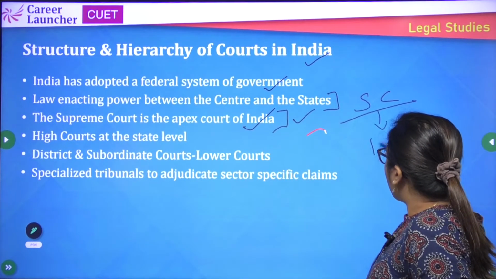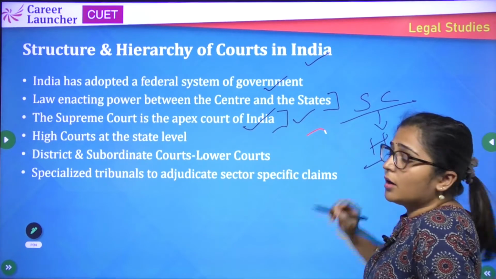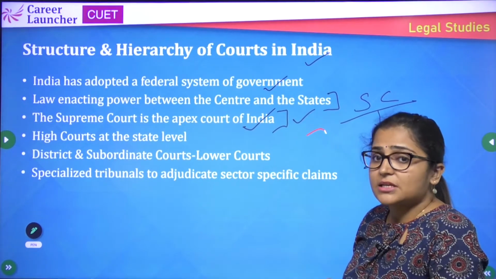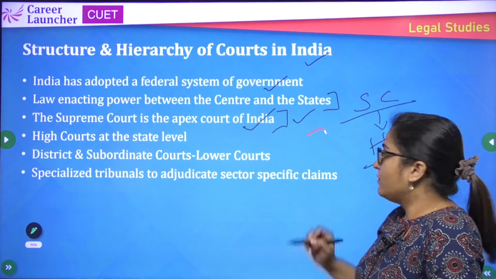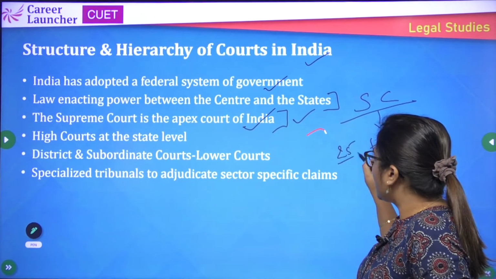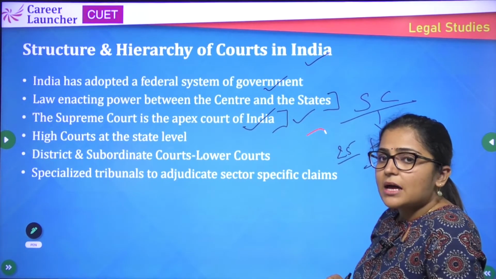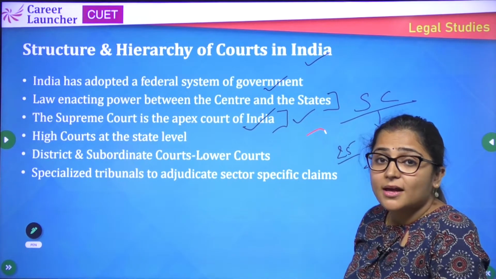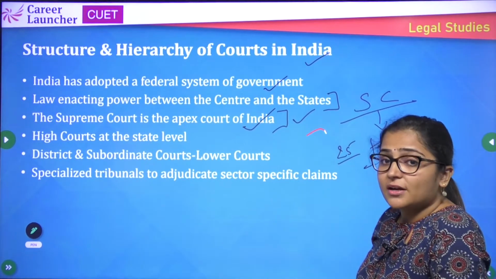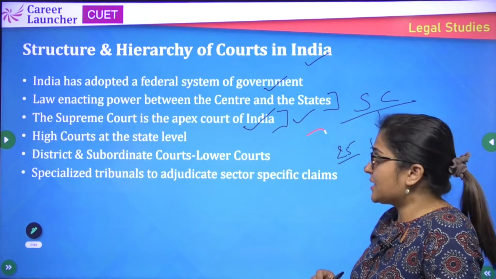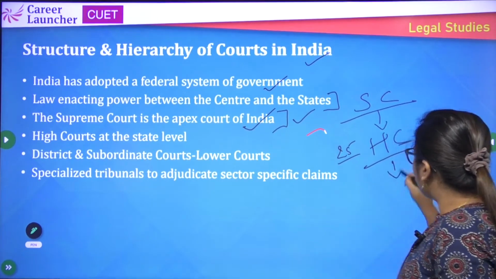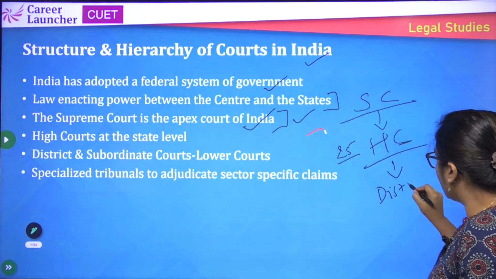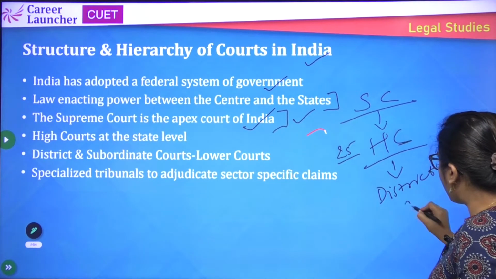Below this we have High Court. Each and every state does not have a high court. We have 25 high courts in India. Some of these states are run by a single high court. For example, when we talk about Haryana and Punjab, we have Chandigarh High Court which looks after both these states. Then below this high court we have district court and we have session court.